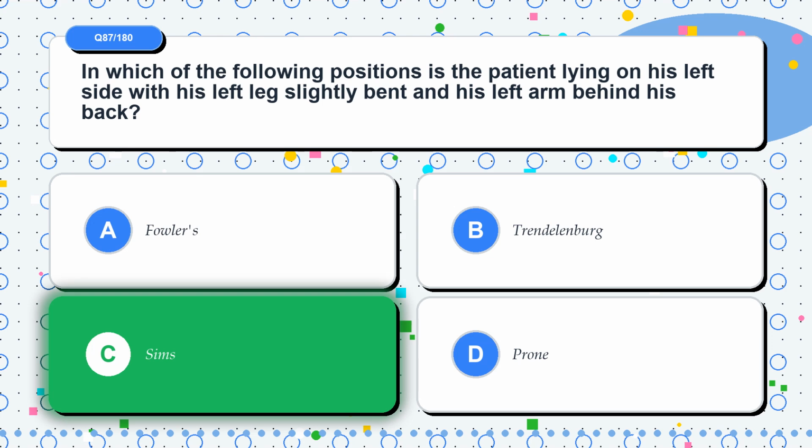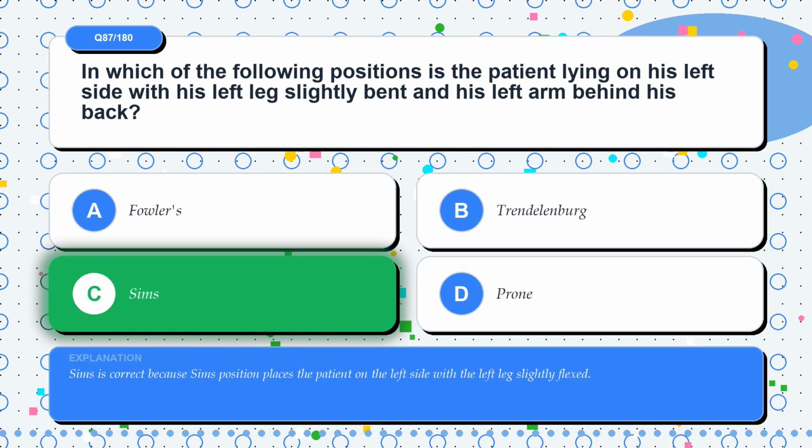The correct answer is option C. Sims. Sims is correct because Sims' position places the patient on the left side with the left leg slightly flexed.